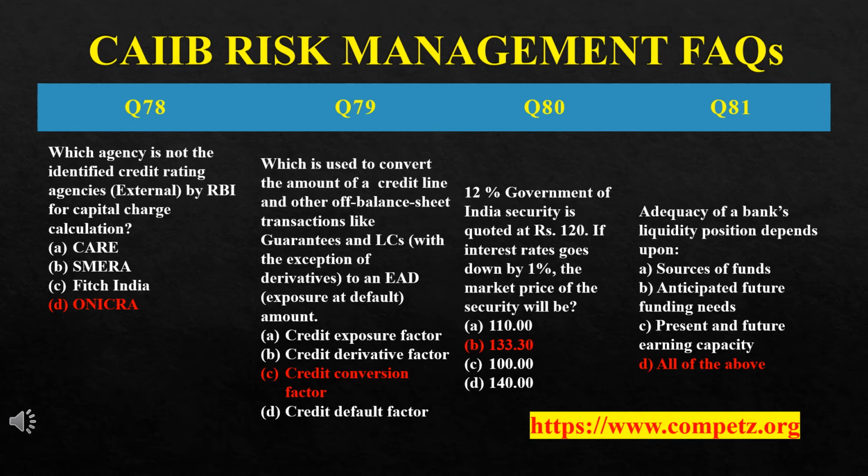Now see here the next question. 12% Government of India security is quoted at 120. This type of question we have already seen here. See, 12% Government of India security is quoted at rupees 120. If the interest rate goes down by 1%, the market price of the security will be dash. So what will be the market price of the security? It will be B, 133.30.